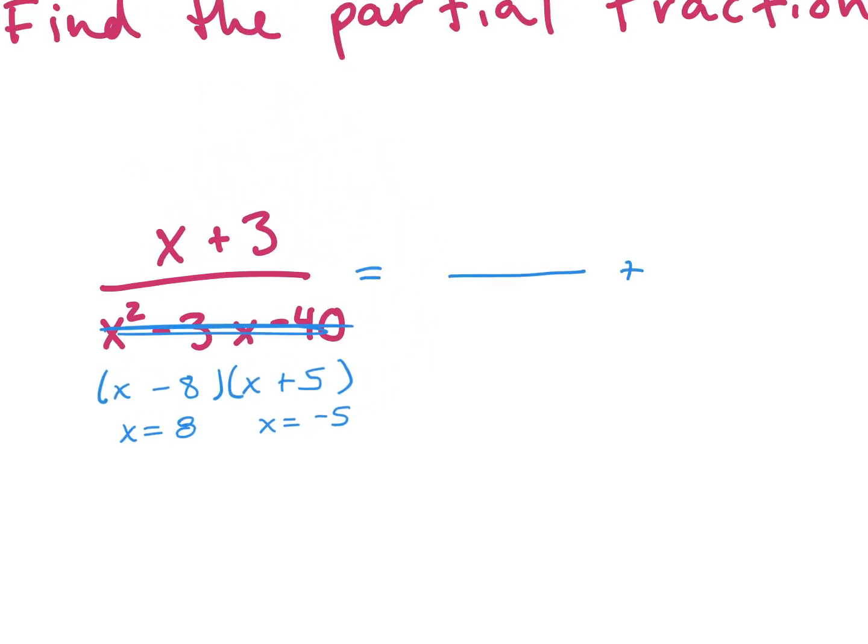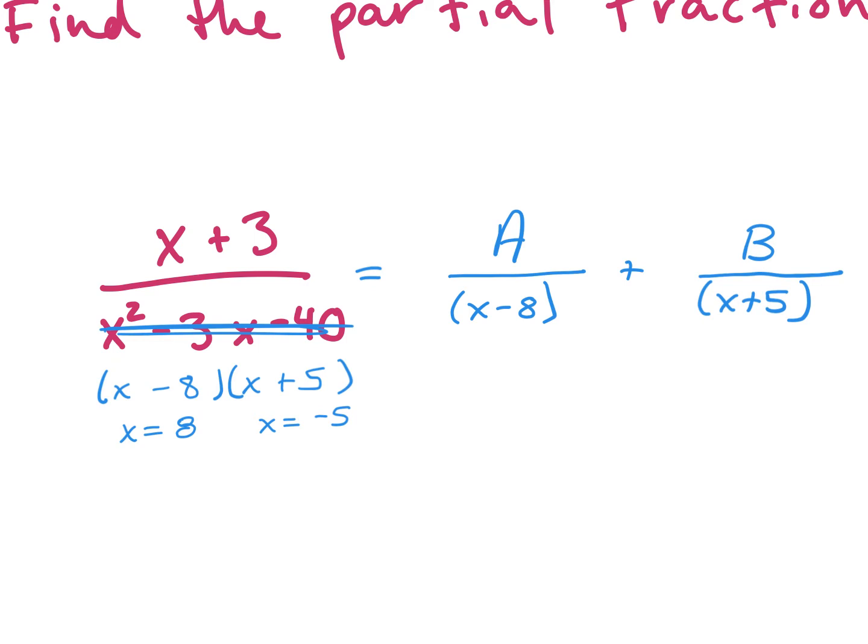I have two pieces. What are the two pieces of my denominators? One is going to be x minus 8, and the other one is going to be x plus 5. Agreed? Okay, good. I have an a and a b. So now I say, okay, there's my setup. Now I need to solve it.